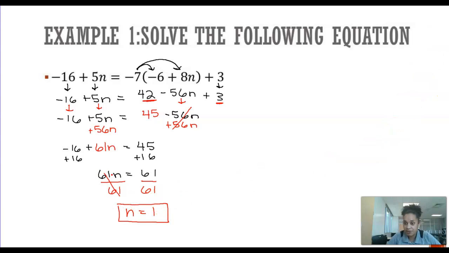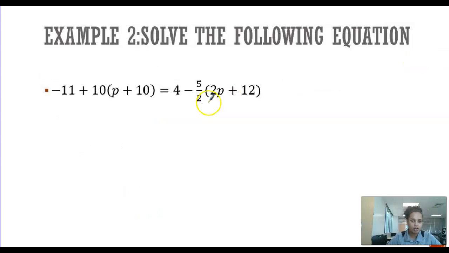When I speak with you again, I'll show you how to check your answer to make sure it's actually right. Let's look at problem 2, and if I notice this one, again, I see a set of parentheses with a number outside, so that means I'm going to distribute, use that distributive property again. So 10 times p, 10p, and 10 times 10 is 100, it's positive.